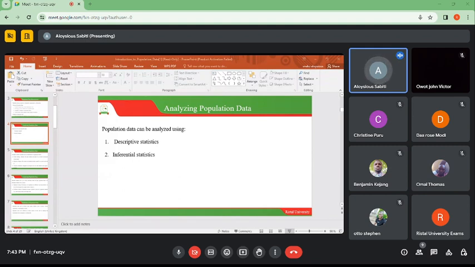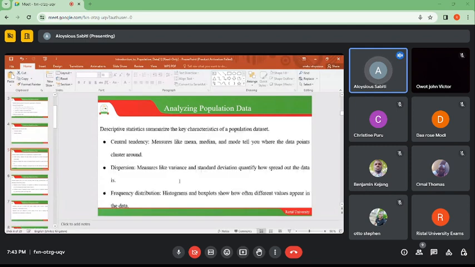You can also use frequency distributions such as histograms and box plots to show how often different values appear in the data. For example, if you wanted to do a descriptive statistics of women who are attending antenatal care in your health facility, you can have a histogram, probably by month, just showing how many women came in the first month, how many came in the third month, how many came in the fourth month, how many came in the fifth month, just like that.